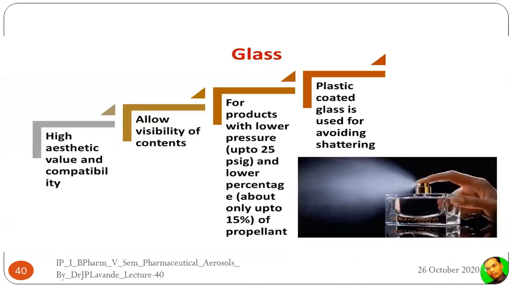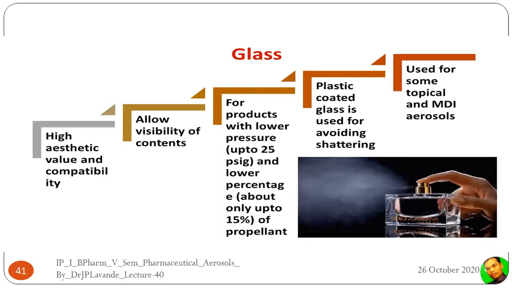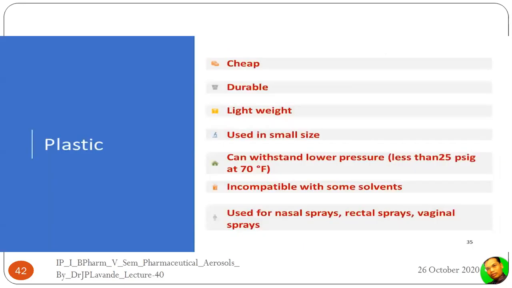The glass can be coated with plastic and is used for avoiding shattering, because the coating is required. If it is not coated, then chances are that if they fall down, they will undergo cracking, breaking, and shattering. Now they are going to be used for some topical and for some of the MDIs, metered dose inhaler aerosol systems. If you see the last one, that is the plastic.